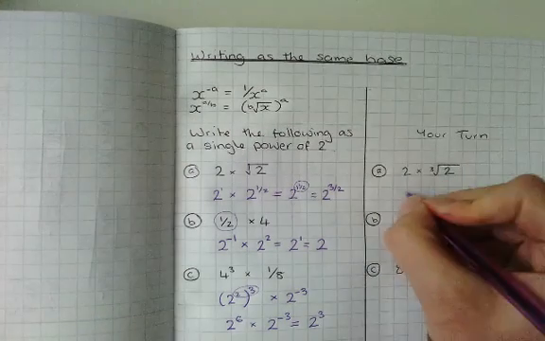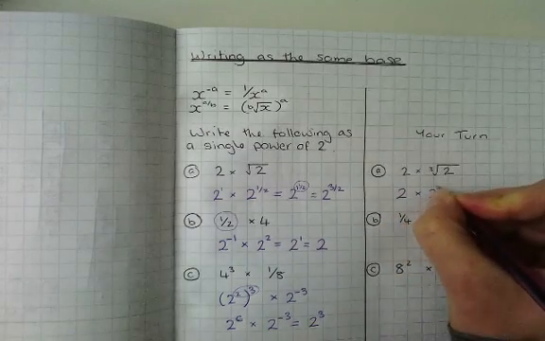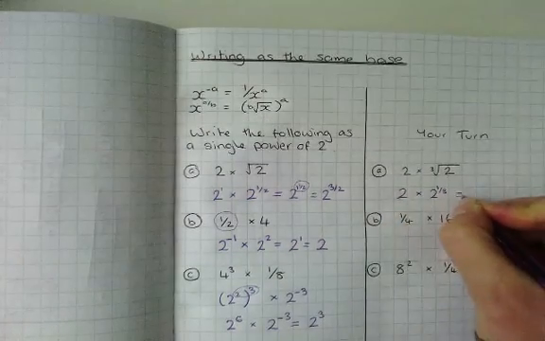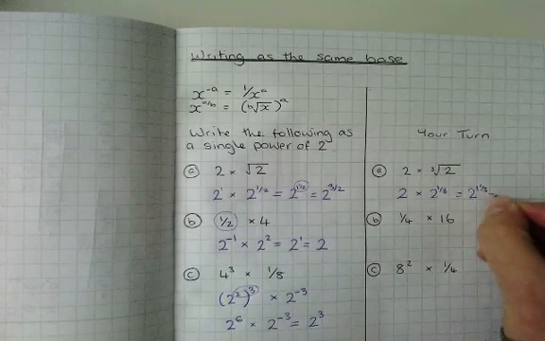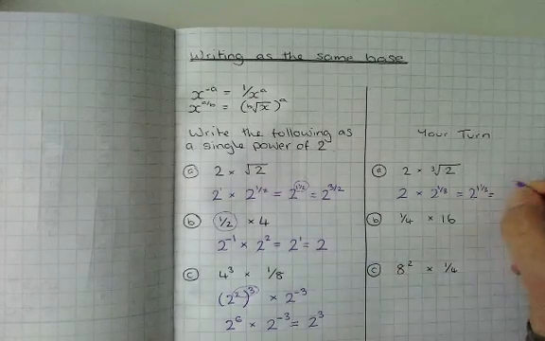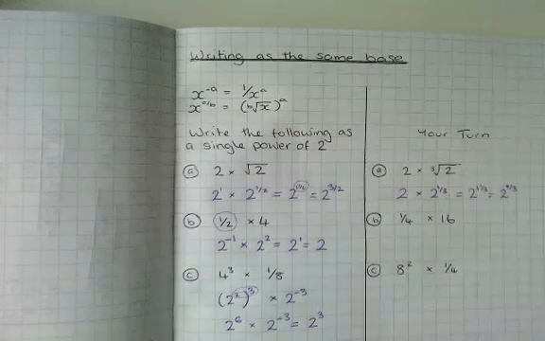Right, for part A, I'm going to have 2 times 2 to the power of 1/3. Add the powers, so that's 2 and 1 and 1/3. And like before, I need to change it to an improper fraction, so that's 2 to the power of 4 over 3.